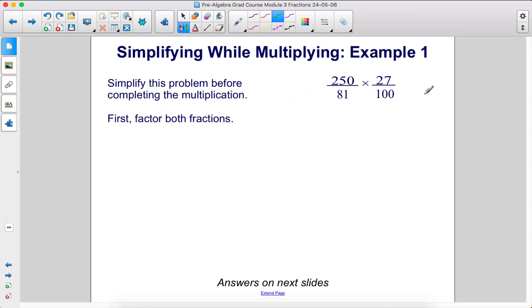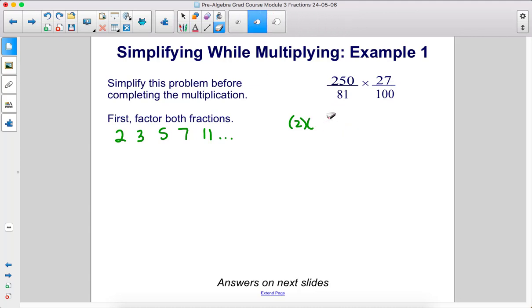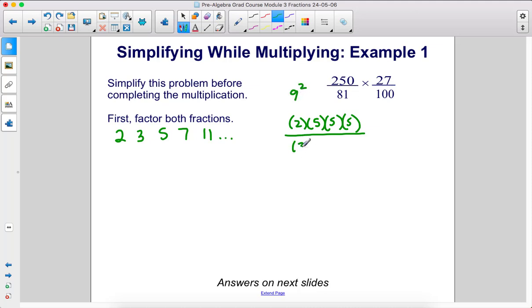Okay, so we have a multiplication problem. We're going to use our prime factors. So 250 is divisible by 2. So it's 2 times 125. But 125 is 5 times 5 times 5. So we have 5 times 5 times 5. 81 is 9 squared, and 9 is 3 times 3. So this is 3 times 3. That's 9 squared. So we need 3 times 3.